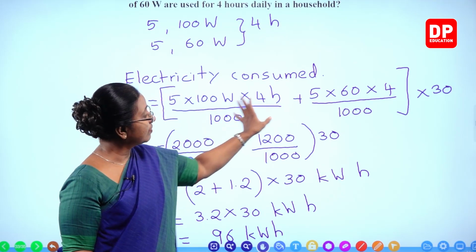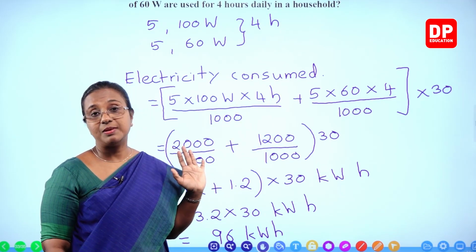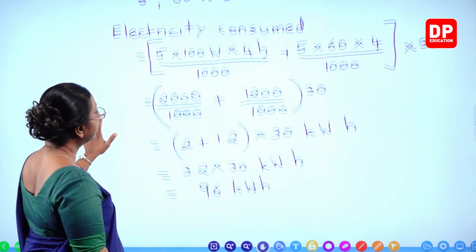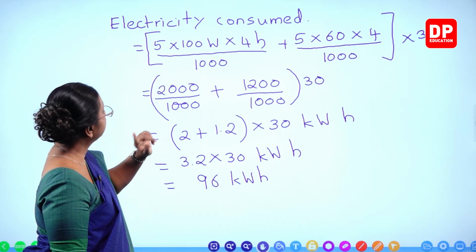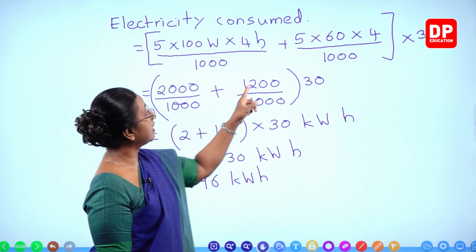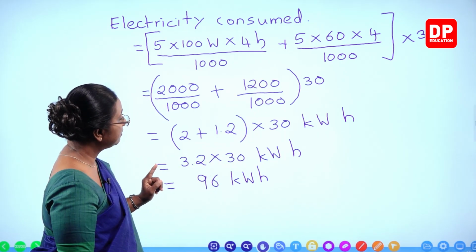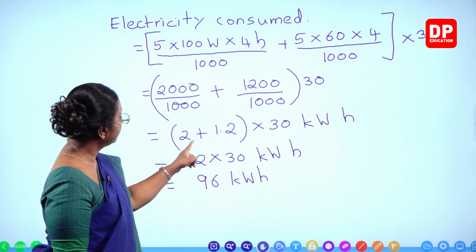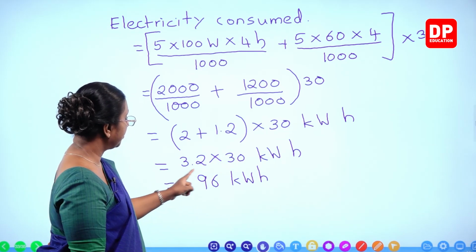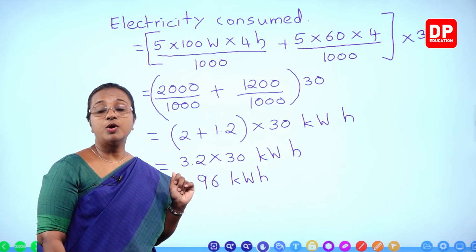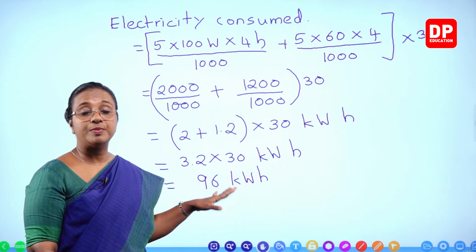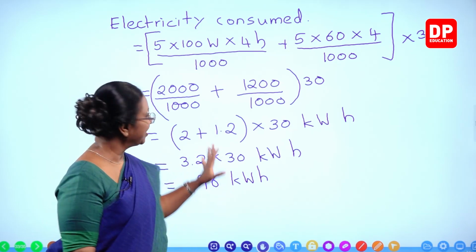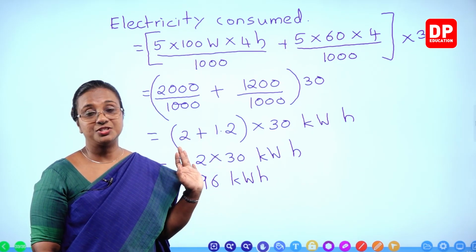You can calculate each one separately, add them together and then multiply by 30, or you can write everything together and calculate. Then here 5 into 100 into 4, 2000 divided by 1000, 5 into 60 into 4, 1200 divided by 1000, add them together and then you multiply by 30. So 2 plus 1.2 into 30, 3.2 into 30, 96 kilowatt hours. That is the number of units consumed for a month. I am sure you all also can do similar calculations.